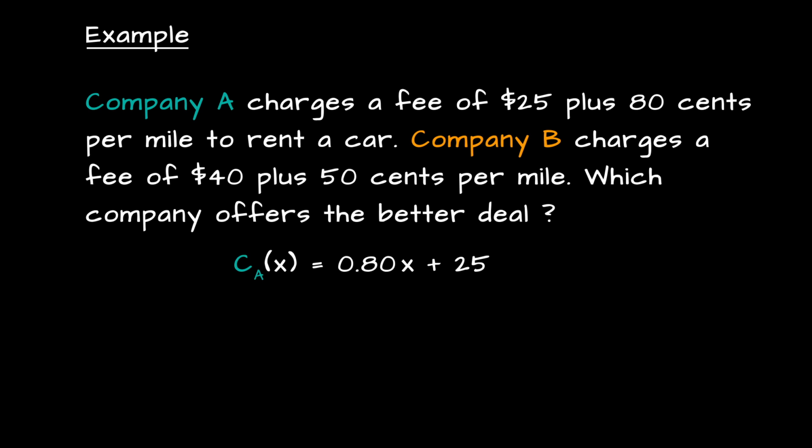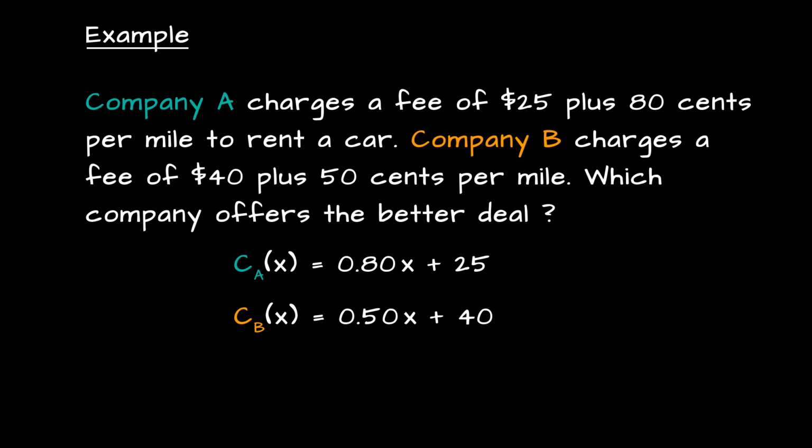To help us understand what's going on here, it's helpful to model the cost of going with Company A using a function, and it will turn out to be a linear function. If x denotes the number of miles that you will drive the rental car, then the cost of renting a car from Company A will be 0.8 times x plus 25. Indeed, that number 80 represents a rate of change, right, cents per mile, and the number 25 represents the initial amount that you have to pay. It's that flat fee of $25.